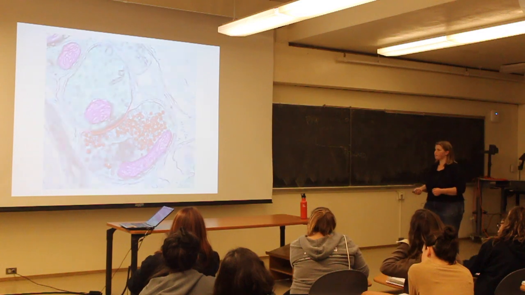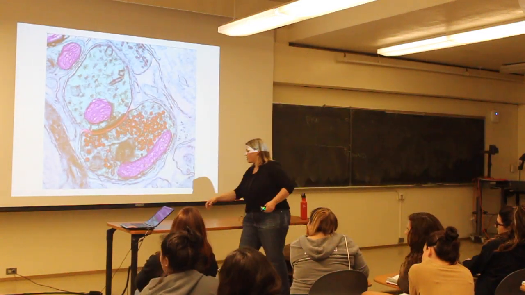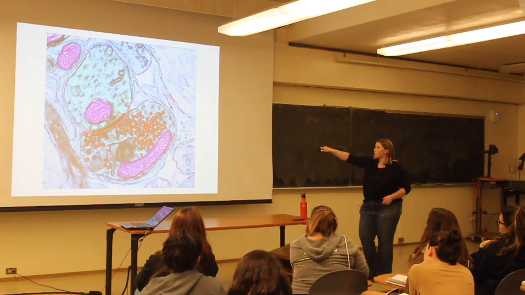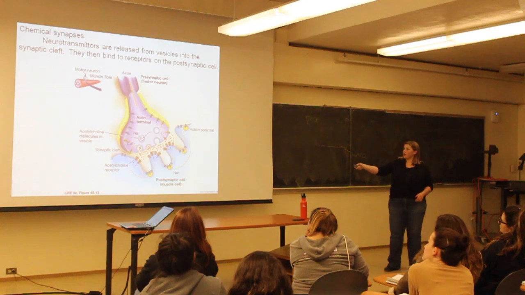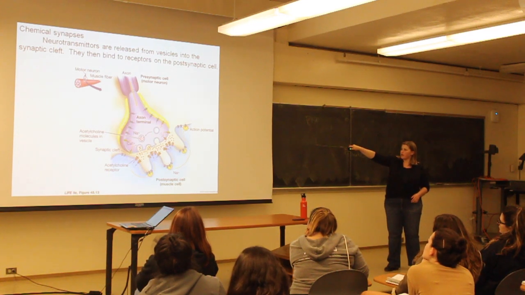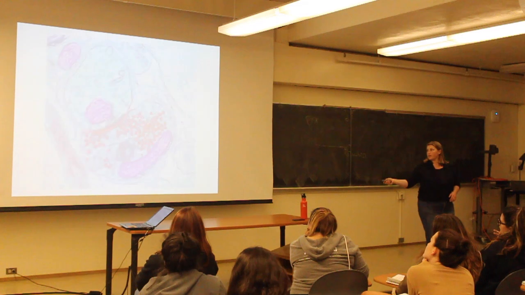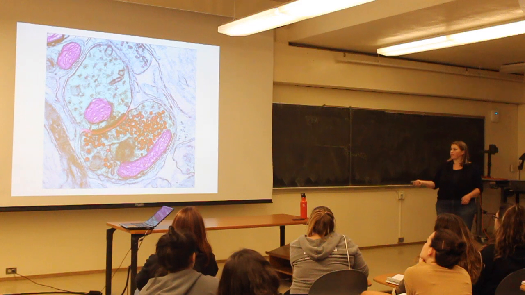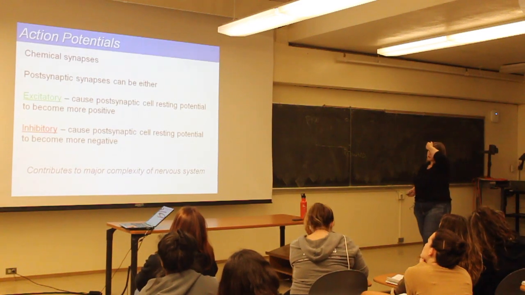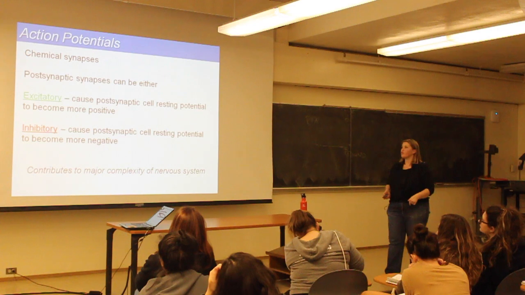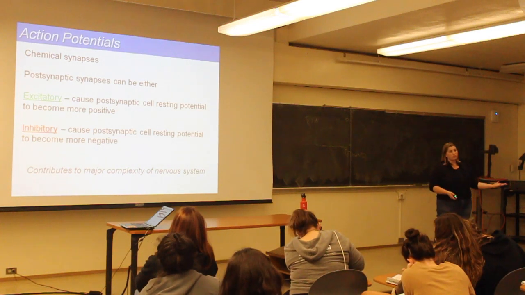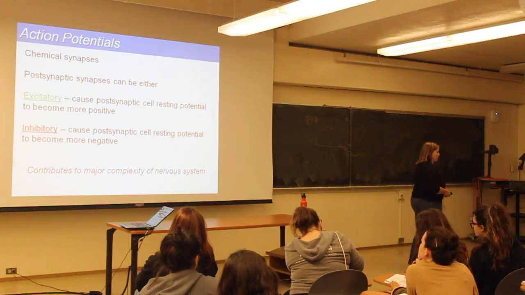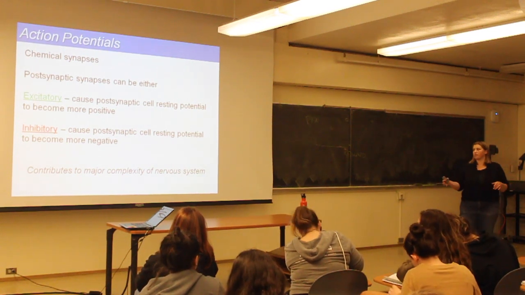How are we doing? This is actually the picture I showed you earlier of the synaptic terminal. And all these little red circles in this figure are full of neurotransmitters. Okay, so chemical synapses, these postsynaptic synapses, can either be what are called excitatory, or they can be inhibitory. This is going to get us to the basis of how drugs work and also eventually to learning.